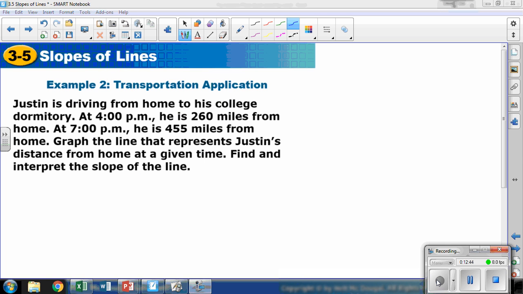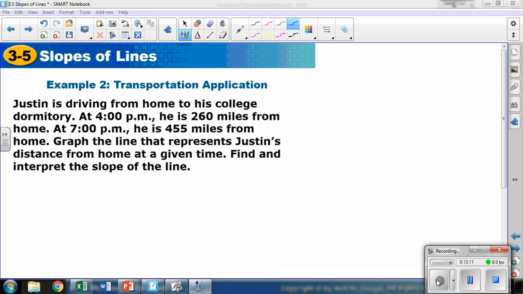Now, of course, given that we are a geometry class and geometry is all about applicability, we want to be able to see how does this stuff actually get used. So Justin's driving from home to his college dorm. At 4 p.m., he's 260 miles away. 7 p.m., he's 455 miles away. Graph a line that represents his distance from home at a given time.